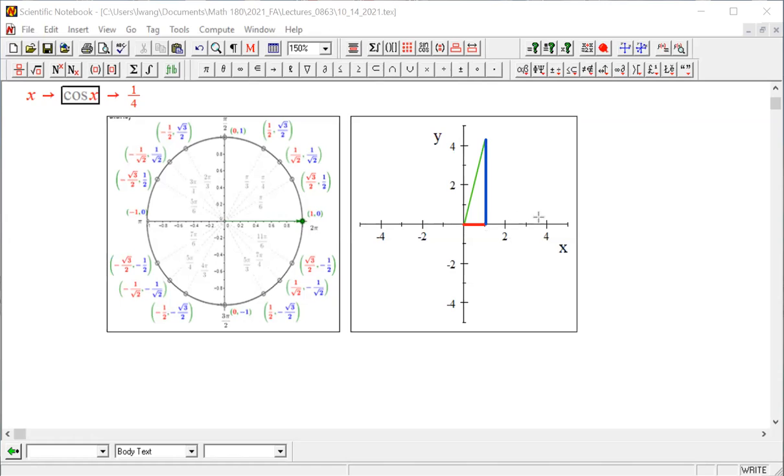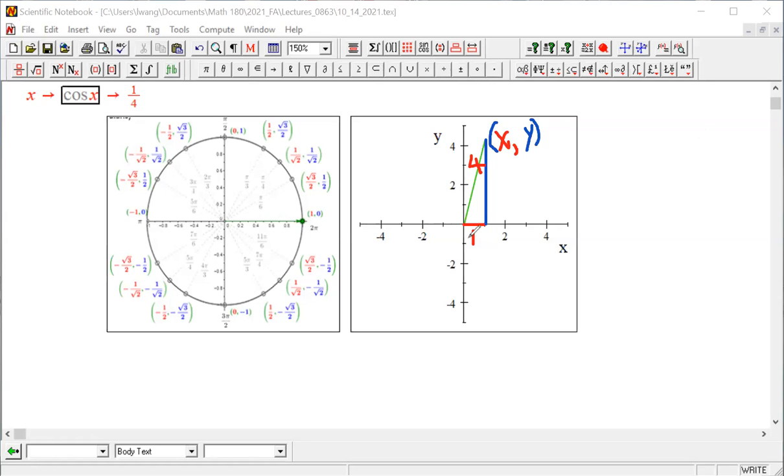I'm quoting the definition. Do you guys follow me? We pick a point on the terminal side of the angle. The red piece is 1, and the hypotenuse is 4. So that's what the cosine output 1/4 tells us.